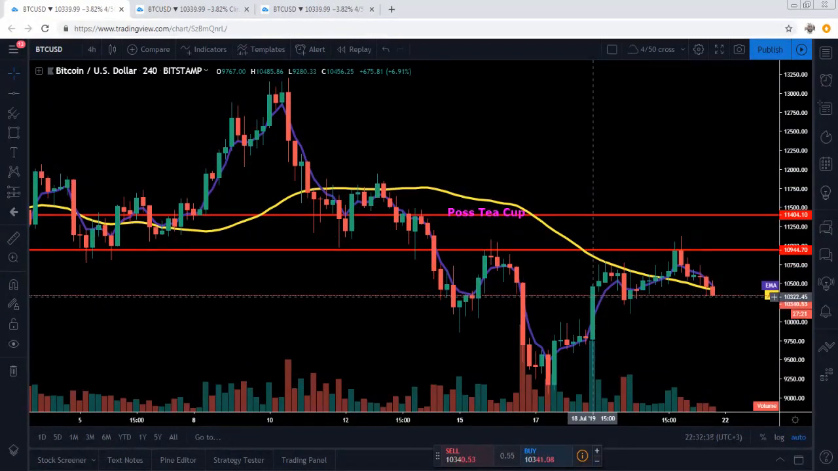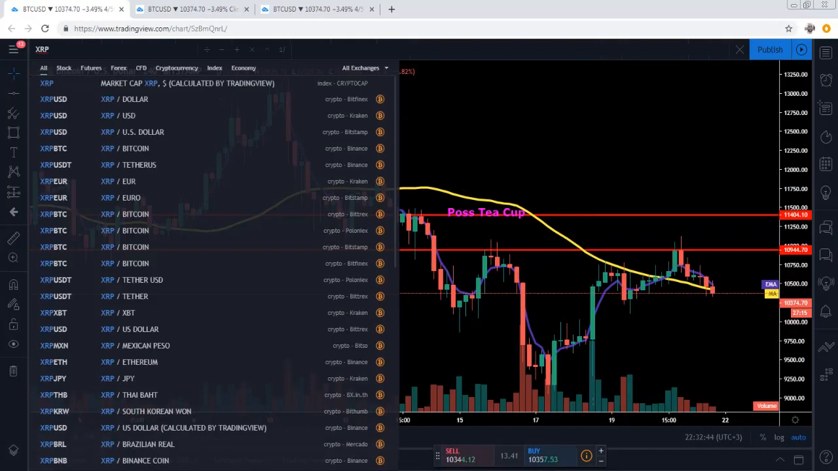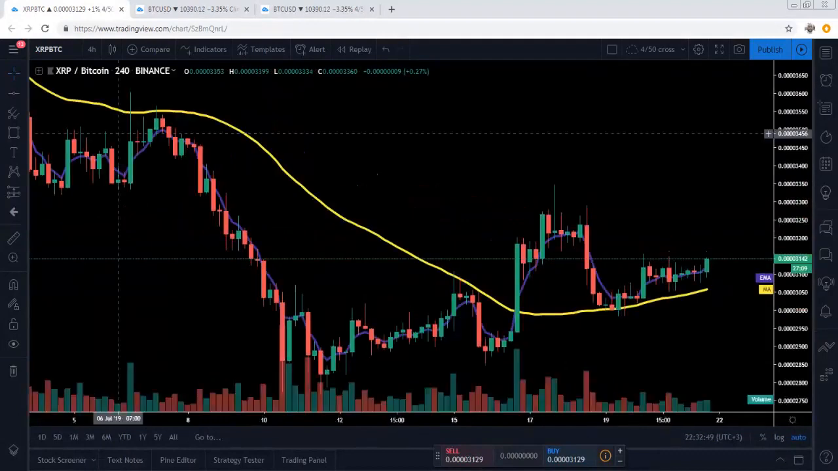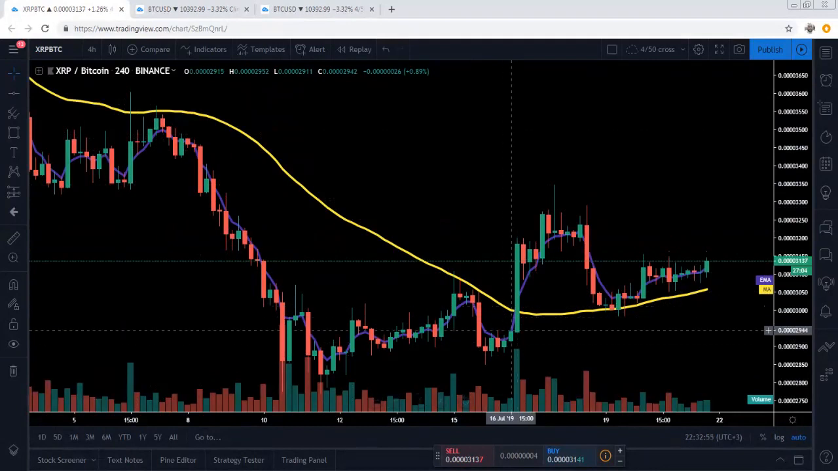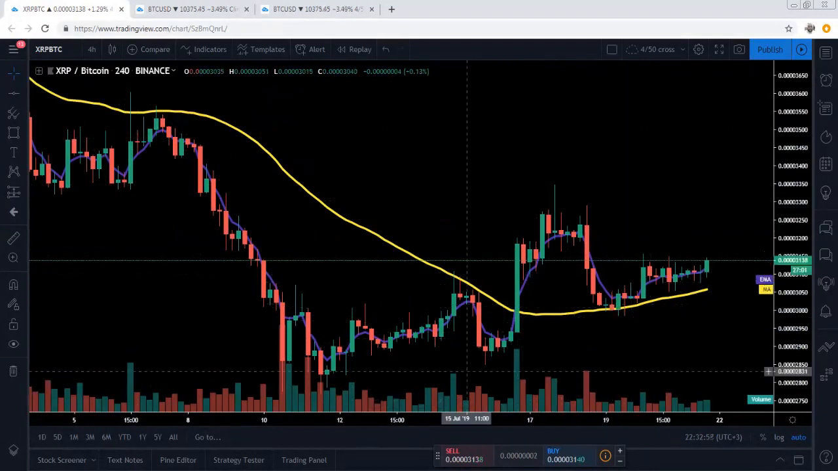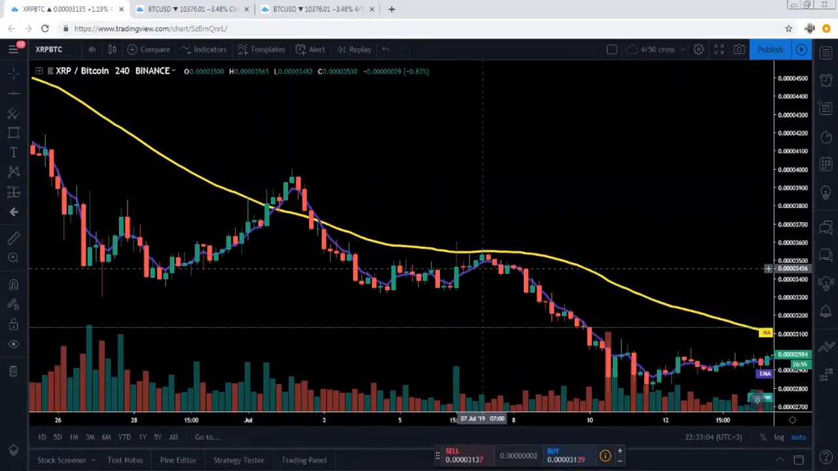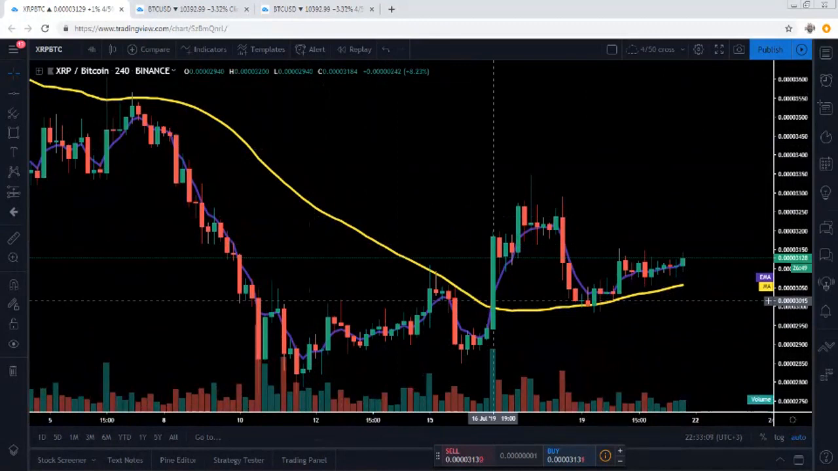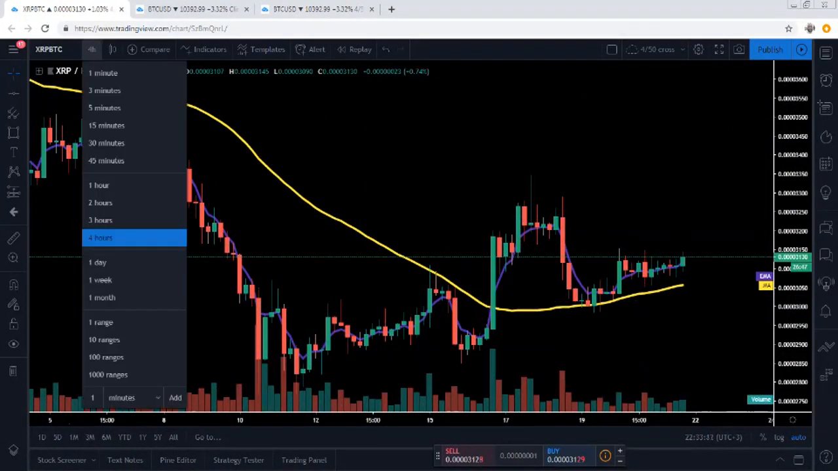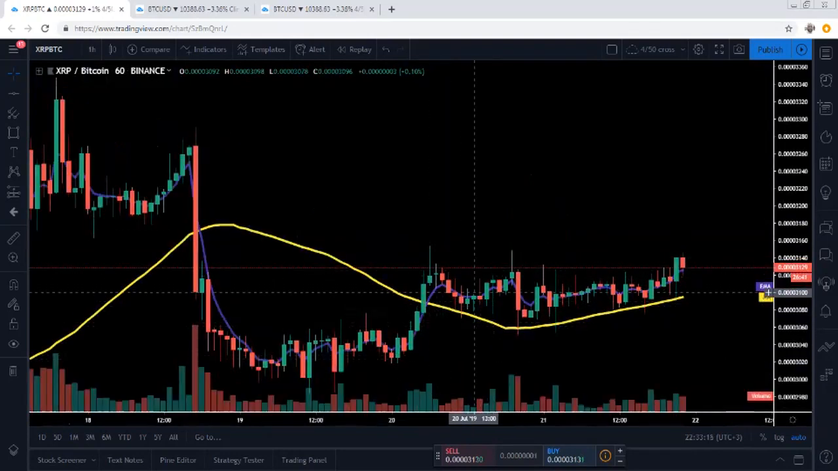You have XRP BTC in a strong buy. Okay, XRP BTC. It crossed back here. Remember, this strategy is only for when it crosses the line. That's what this strategy is for. So it crossed the line here in the 4 hour. Drop back down to the 1 hour. It crosses the line here in the 1 hour.